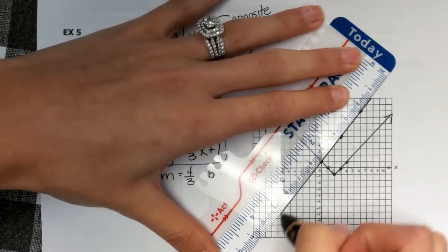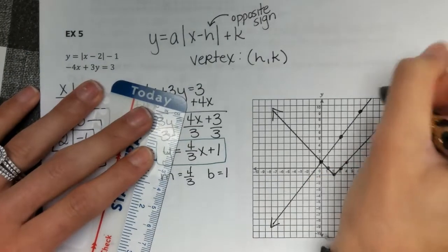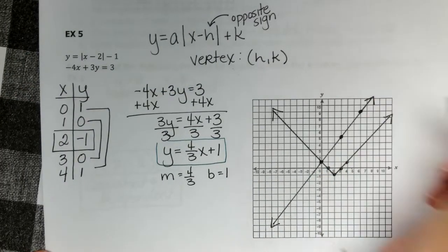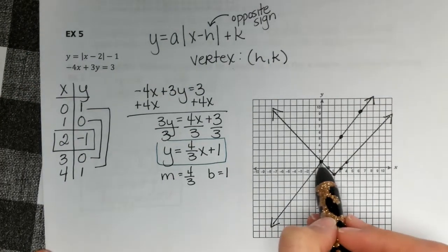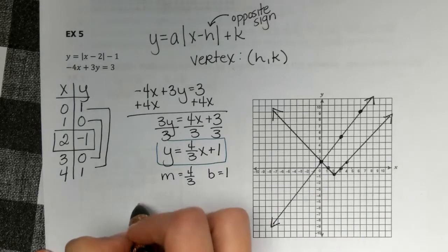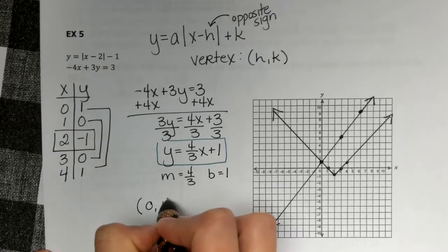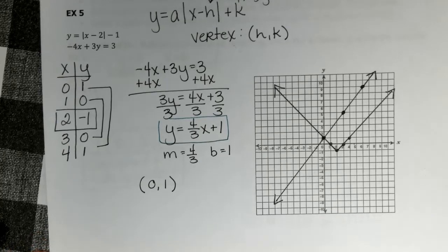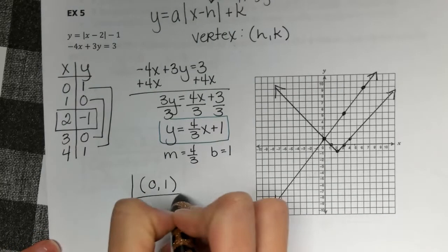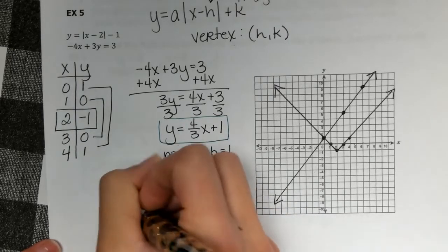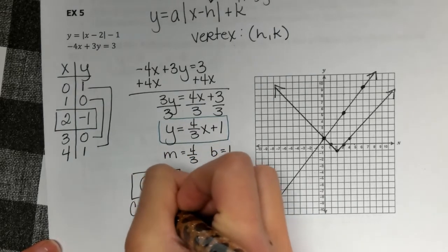And I can see that they're going to intersect at what point? Right here, which would be 0, 1. Okay, and then my classification, since it's exactly 1 point, would be consistent and independent.